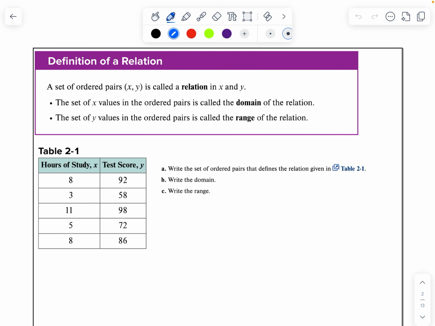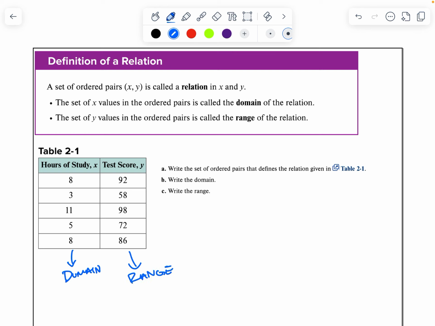A relation is any set of ordered pairs. It doesn't have to be in any certain order. It doesn't have restrictions like a function does, but an ordered pair is any set. A relation is any set of ordered pairs. The x values are called the domain, and the y values are called the range.